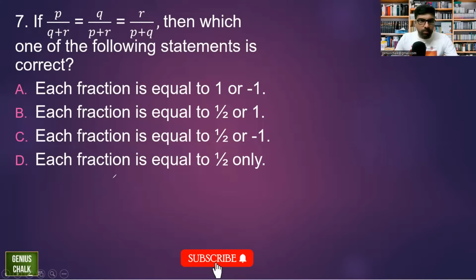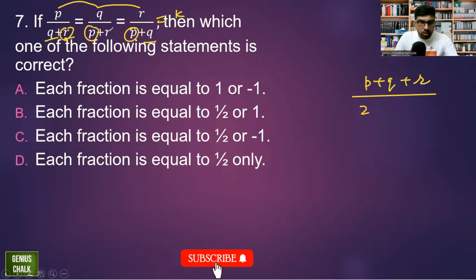So applying the same logic, I know that these are actually equal to some constant, and that constant can be anything. So what I can do is add all of them. If I add all of them, I will be getting P plus Q plus R divided by Q plus R. Q is coming 2 times, P is also coming 2 times and R is also coming 2 times. So 2 times P plus Q plus R.